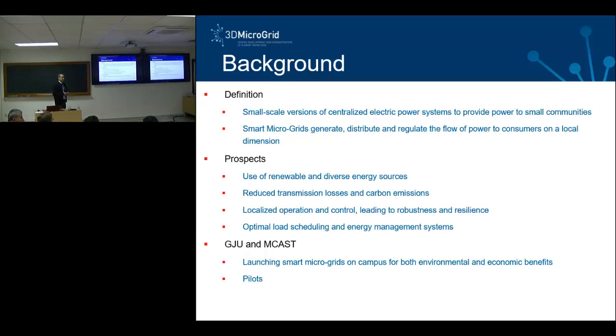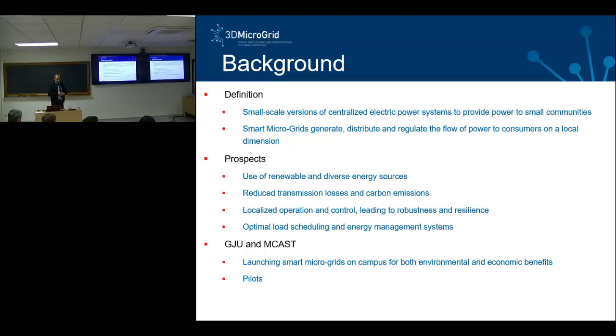And as I said, there is a keyword in the name of the project, which is demonstration. So it's not only just to introduce design and architecture and the development of what we're doing, but we want to build this in reality. And this is what we want to demonstrate in local sites. The two local sites here are the university in Malta and the university in Jordan, the German Jordanian University. We want to launch this smart microgrid on campus for both environmental and economic benefits. And this is what we aim at the end of the project.